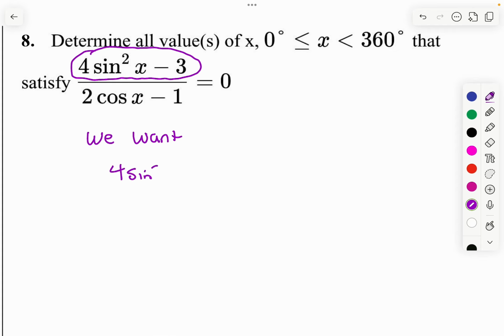that to be 0, but the thing is we don't want the denominator to be 0. Right, so we need this to be 0 while the denominator is not 0, because otherwise you get 0 over 0, and that is not equal to 0. That's called an indeterminate form. So we also need 2 cosine of x minus 1 to not be 0.